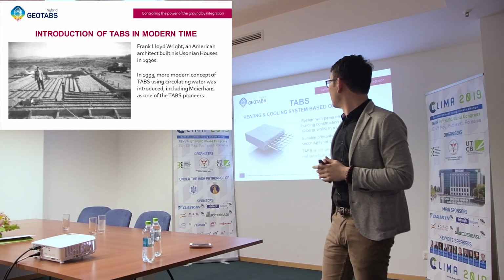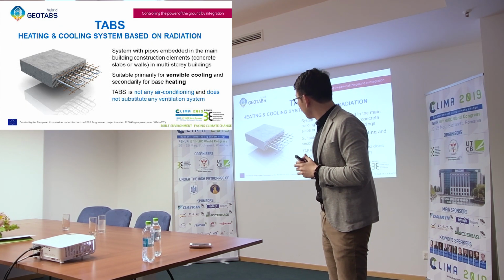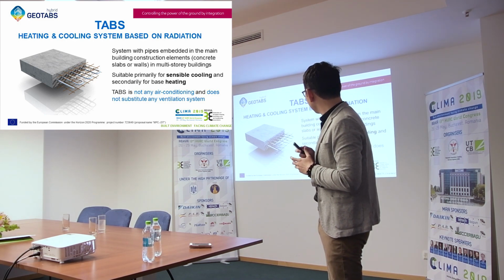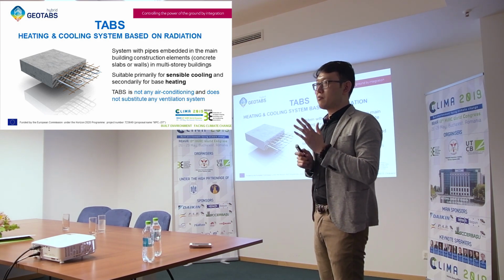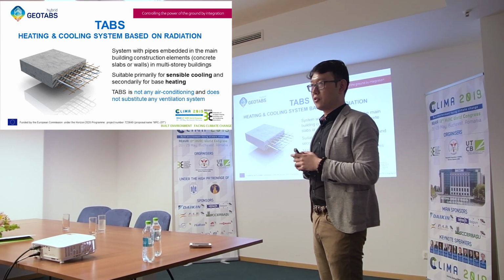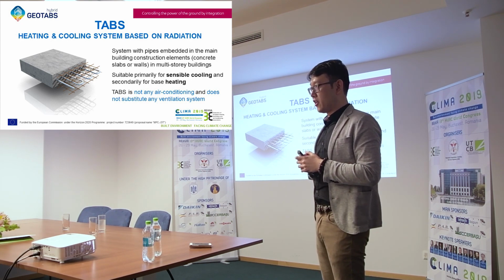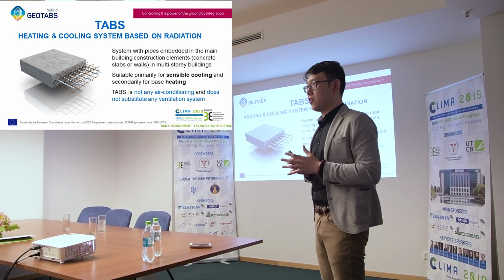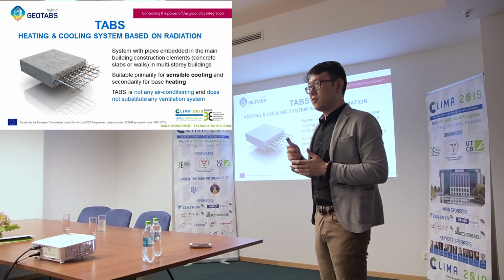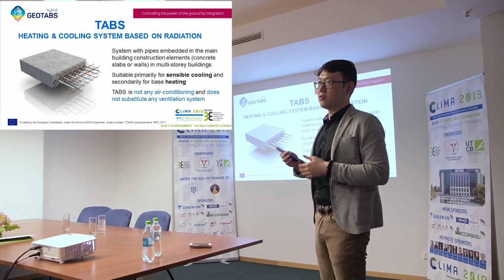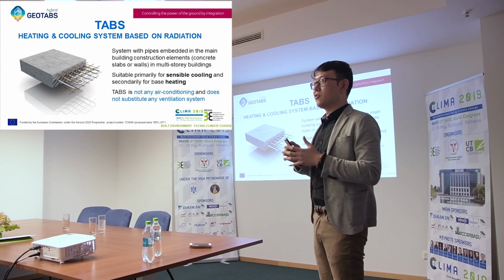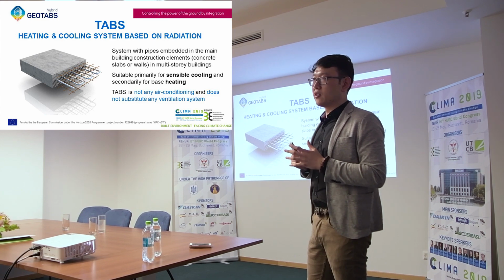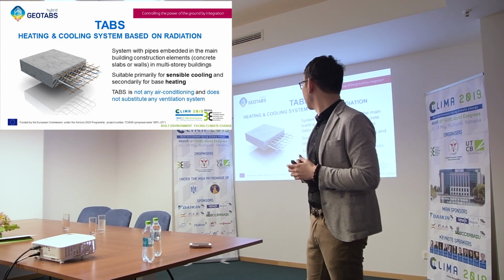Now we're coming to the real thing. So here is a picture of how TABS looks in detail. I have to mention that TABS are usually primarily used for cooling purposes and also as a basis for heating. So we don't really use TABS for everything of the heating or everything of the cooling. We always need a system, for example ventilation, because you need to keep good indoor air quality. So TABS provide sensible cooling and secondary base heating. This is very important for you to know how to use TABS.